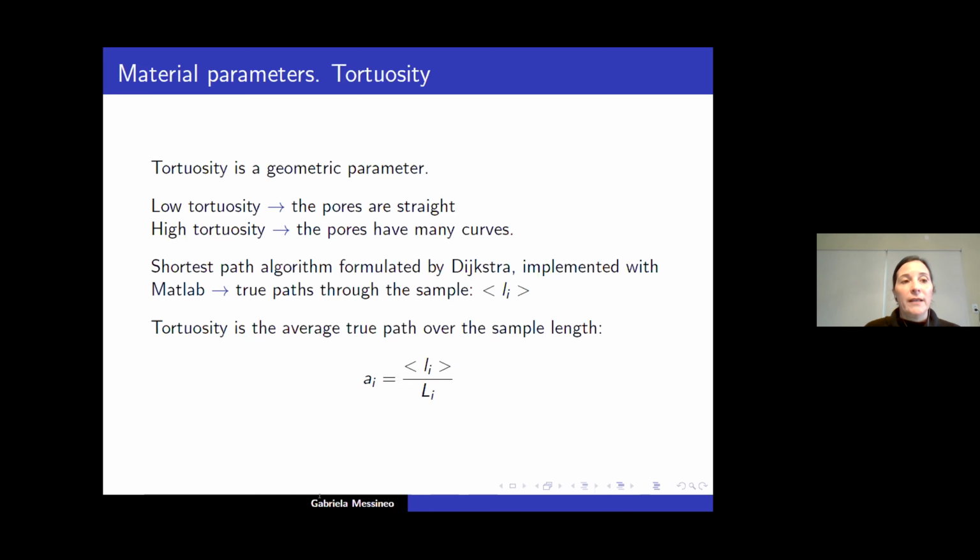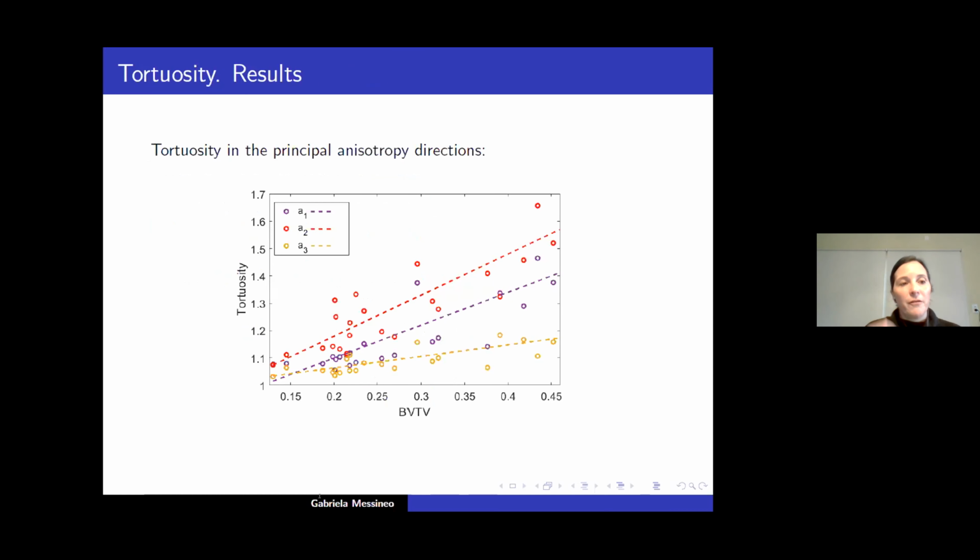This value was calculated with the shortest path algorithm formulated by Dijkstra and implemented with my lab. And geometric tortuosity is defined as the average of the true path through the sample over the sample length. Here we have the graphics of the results in the 3 principal directions. Clearly, tortuosity increases with the bone volume fraction, and although it has some dispersion, it is less important than the one for permeability.